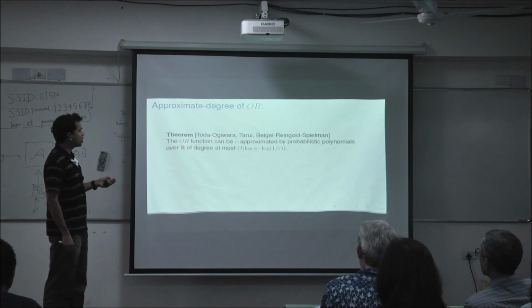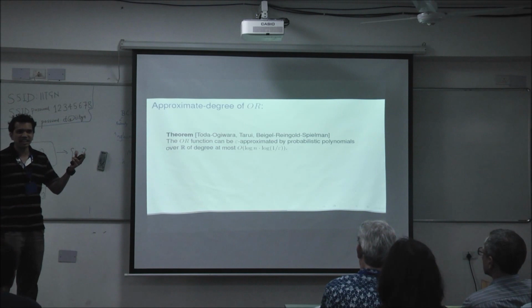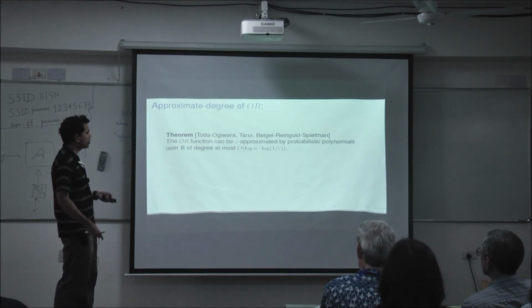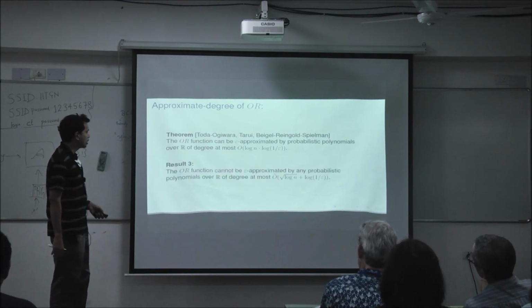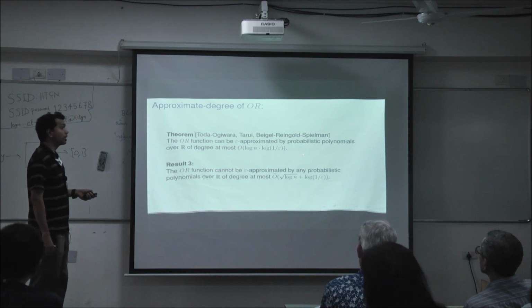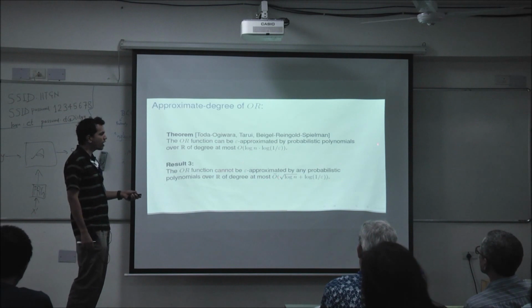So we saw that the OR function has probabilistic polynomials of this degree. There were log n guesses and then log 1/epsilon sets for each guess. So that was log n times log 1/epsilon. Can you improve this log n, maybe by a completely different idea? And the third result is that, well, maybe you can improve it, but not by an amazing amount. You need square root of log n.